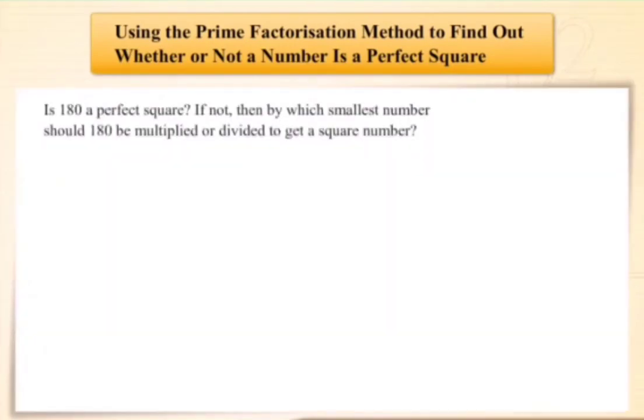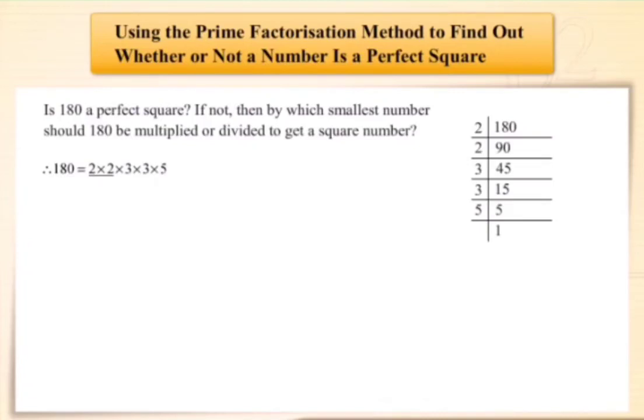For example, is 180 a perfect square? If not, then by which smallest number should 180 be multiplied or divided to get a square number? The prime factorization of 180 is shown. Therefore, you can write 180 as a product of the factors obtained. Since 5 has no pair, 180 is not a perfect square.